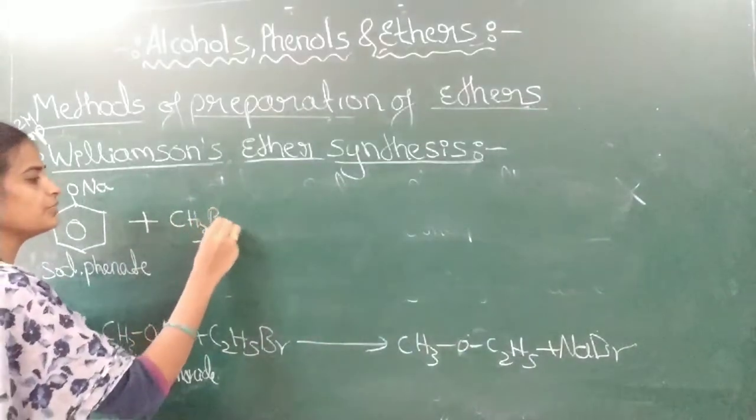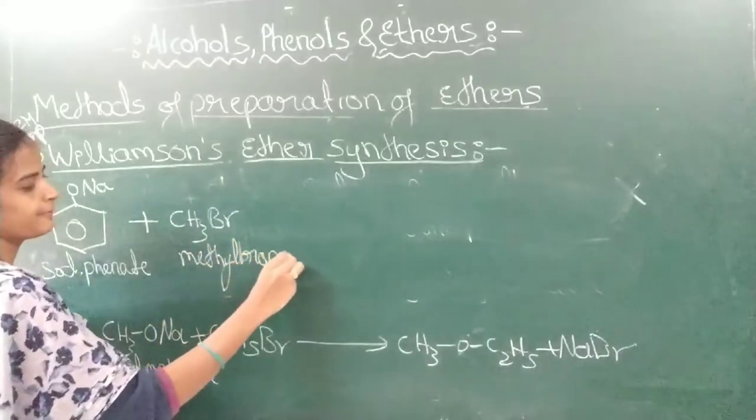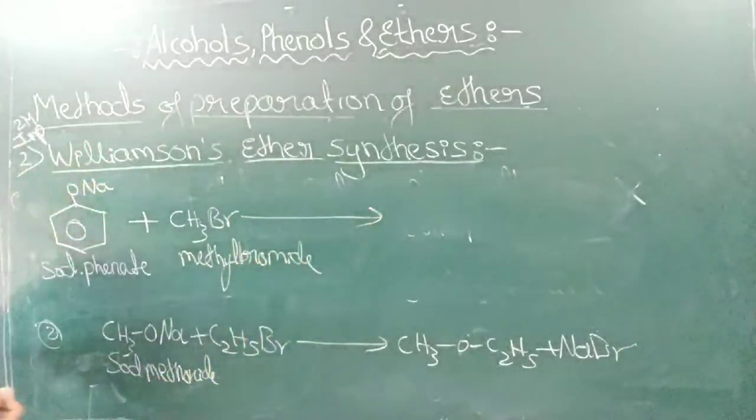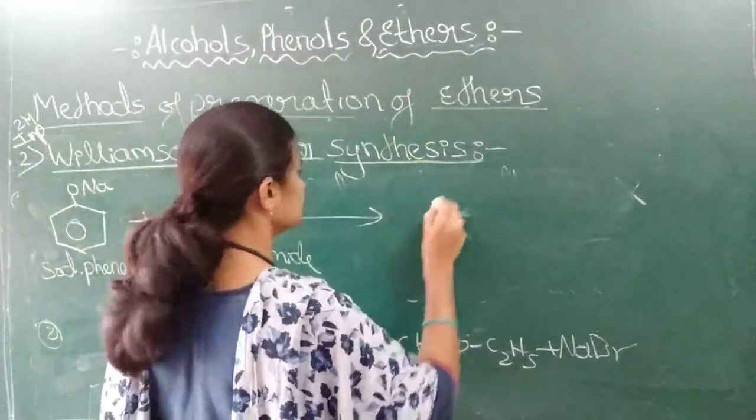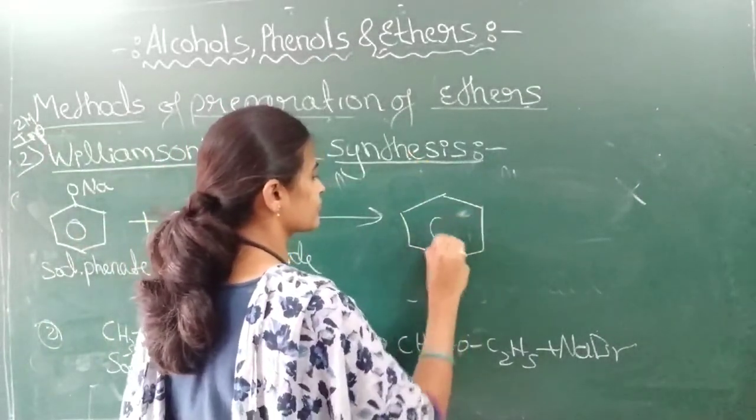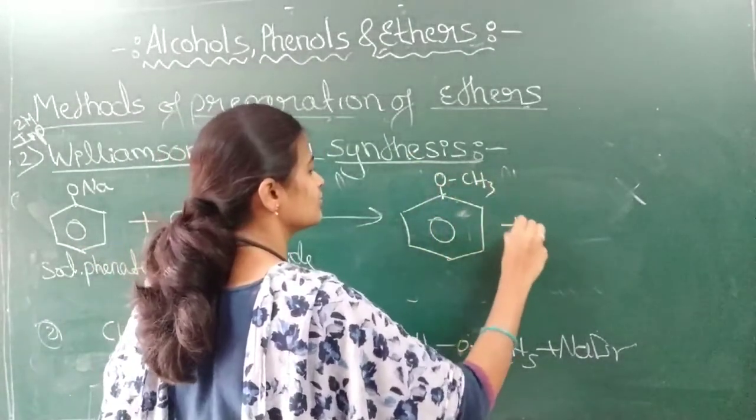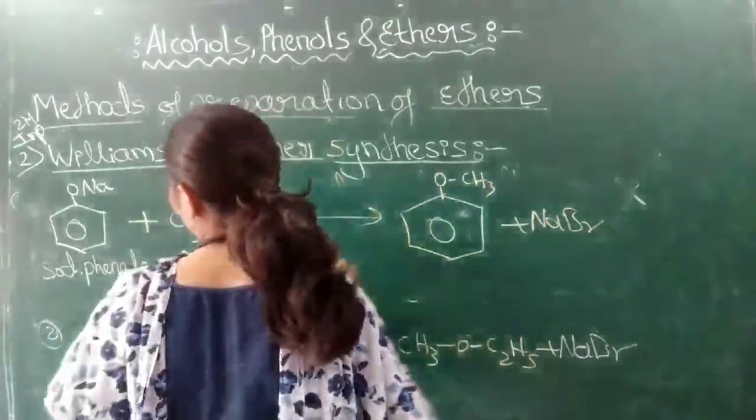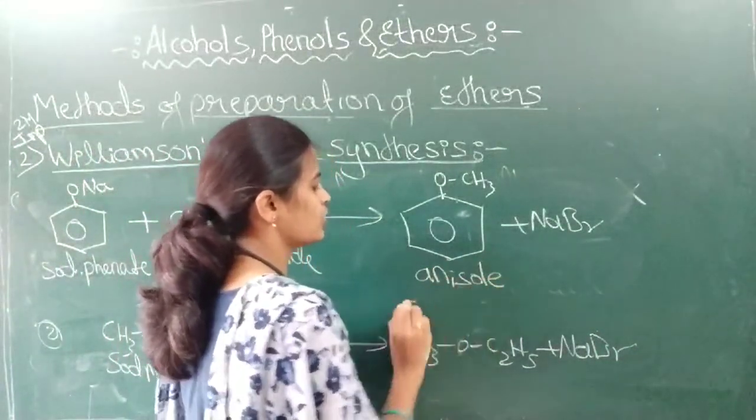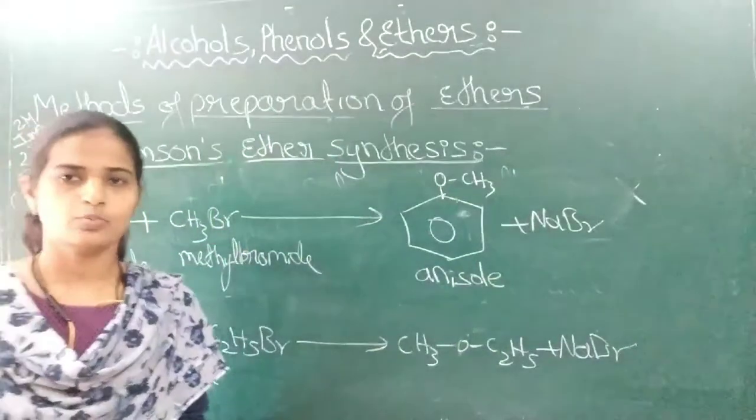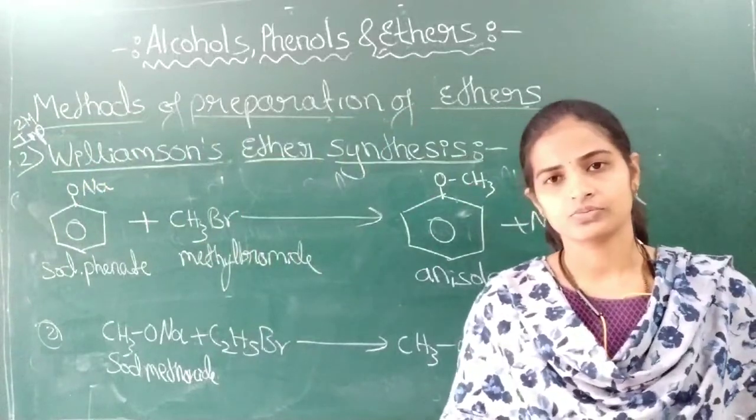For example, CH3Br, that is methyl bromide. When these both are heated, elimination of NaBr takes place, forming OCH3 plus NaBr. In the nomenclature itself we have studied, the common name of this one is anisole. What is the IUPAC name? Methoxybenzene. This is how by using this reaction one can prepare even the aryl ethers also.